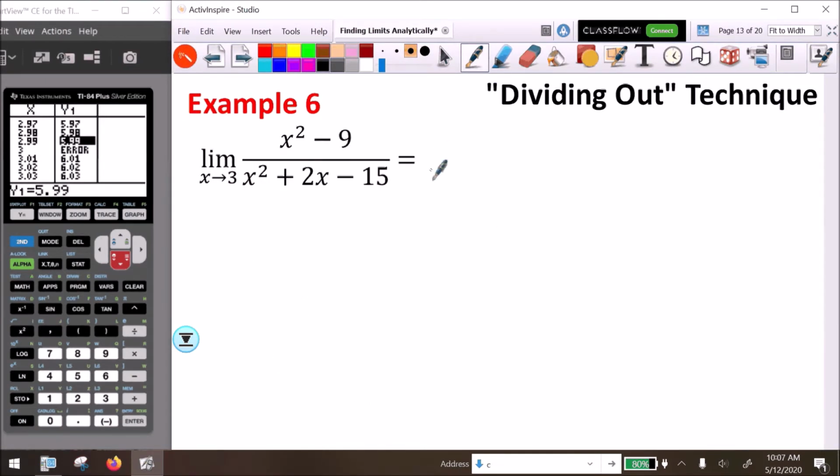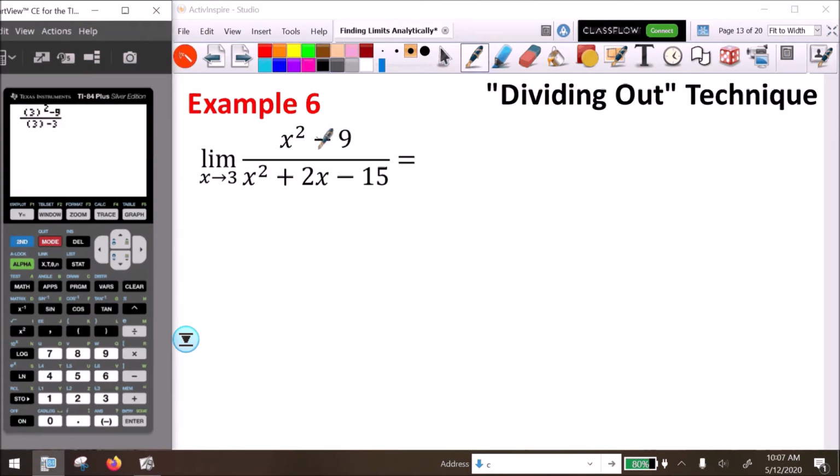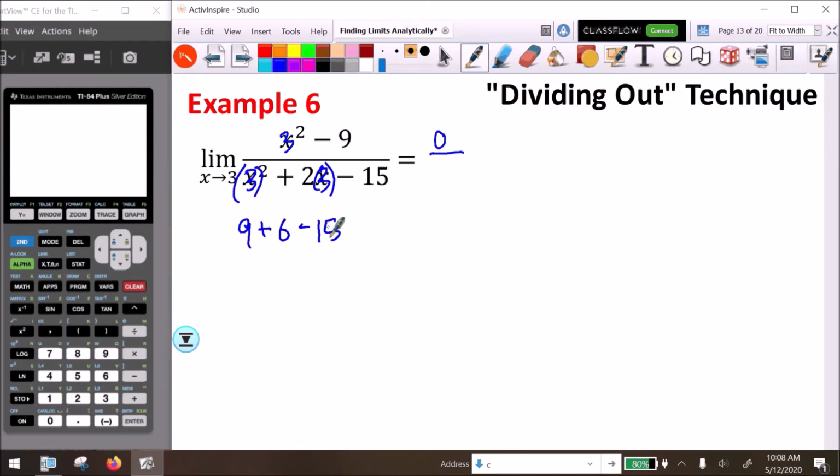Another one where we use the dividing out technique. Okay, so if I were to do this using direct substitution, we would definitely run into an error. I would plug in 3, and I'd have 9 minus 9 is equal to 0. I would plug in 3 here, and I would have 9 plus 6 minus 15. 9 plus 6 is 15 minus 15. That's equal to 0. Another indeterminate form. This is our 0 divided by 0, and we don't really know what the limit equals yet.